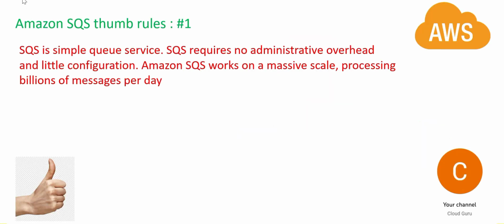It is a simple queue service. It requires no administrative effort and it works on a massive scale. So whenever we talk about any service in AWS in the cloud world, it's all about scalability. And there are 3 points: scalability, reliability, and availability. But scalability is one of the massive points, and being able to massively scale up is required.